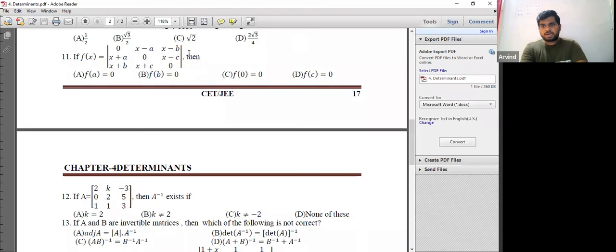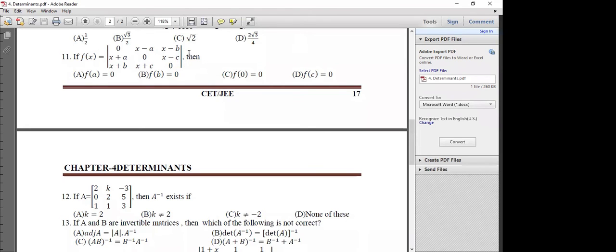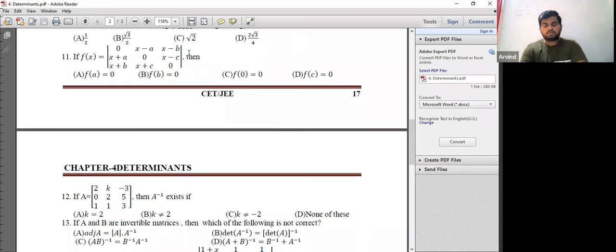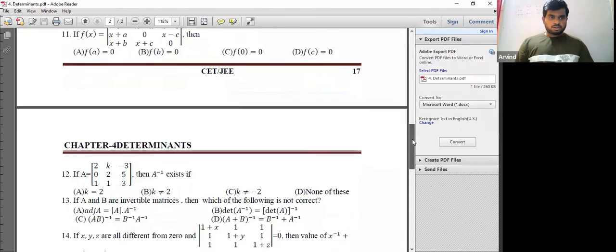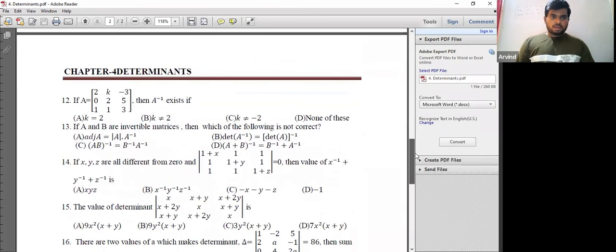So if it is a skew symmetric matrix, what does that mean? On transposing, you should get the negative. Here the order is 3 cross 3, so it is an odd number. Whenever it is an odd number, the determinant of a skew symmetric matrix will be 0. So let's move on to the 12th one. 12th one, I'll just skip it. You can do it yourself. Okay, A inverse. If A inverse exists, then find the value of K. So you know the A inverse formula.